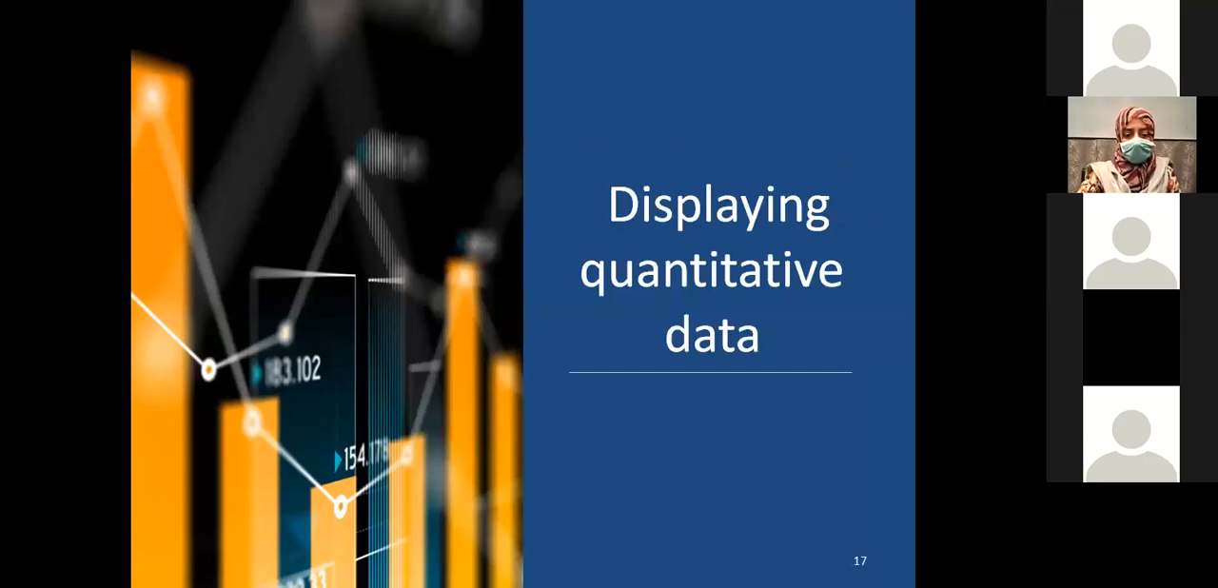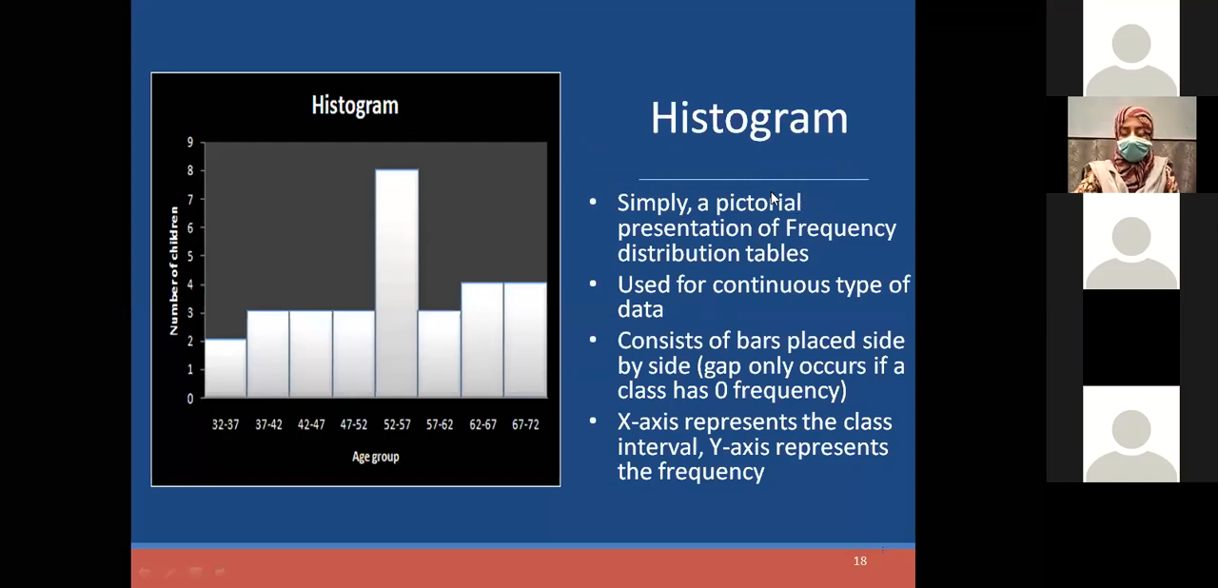Now you have quantitative type of data. What we talked about earlier was mostly for nominal type of data, for example in bar charts with categories, or nominal data in pie charts. Now coming towards continuous type of data, for that you mostly use histograms. They are simply a pictorial presentation of the frequency distribution tables that we already talked about.